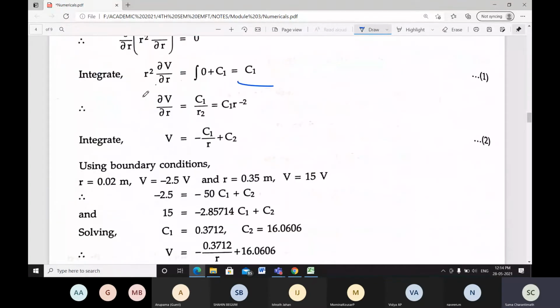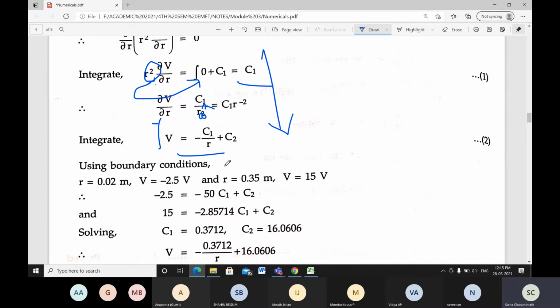Then I can integrate, taking this r² towards the RHS. Then ∂V/∂r is going to be c1 divided by r². This is r square actually. I can write it as c1 r to the power minus 2. Then integrating again, we get V is going to be minus c1 divided by r plus c2. The same steps we took in yesterday's class, the same procedure you have to follow.